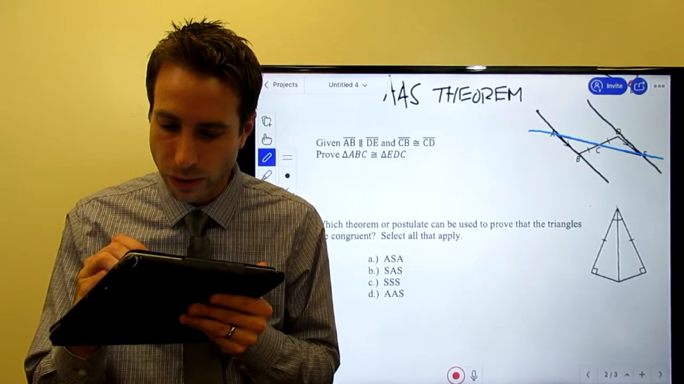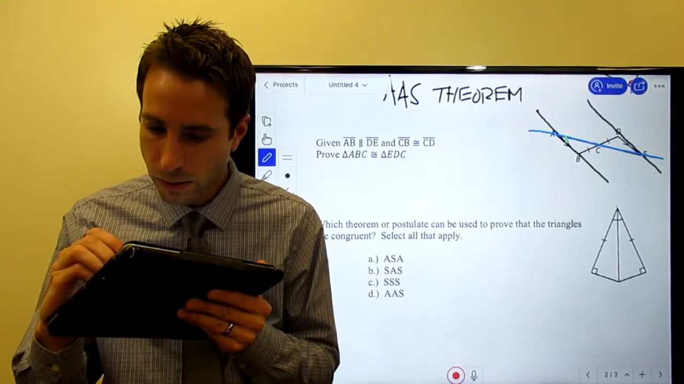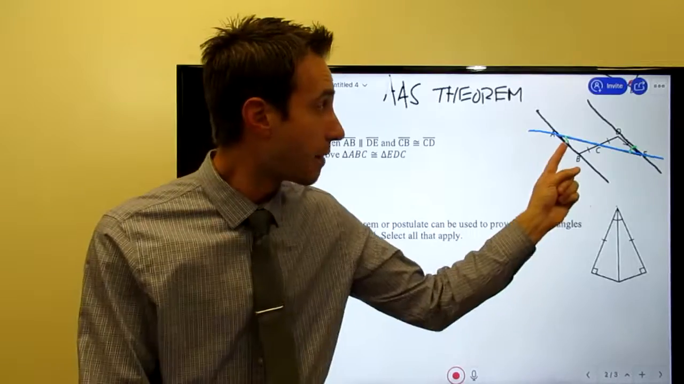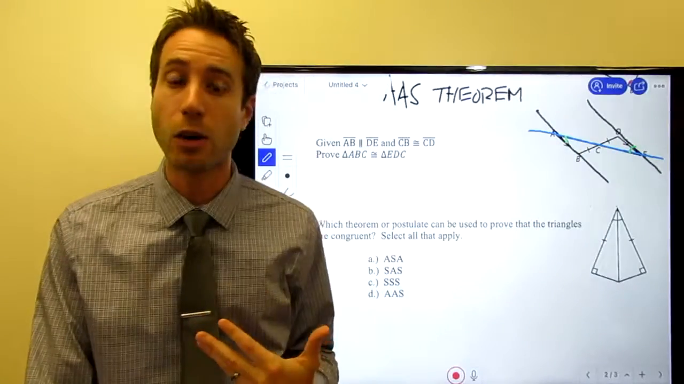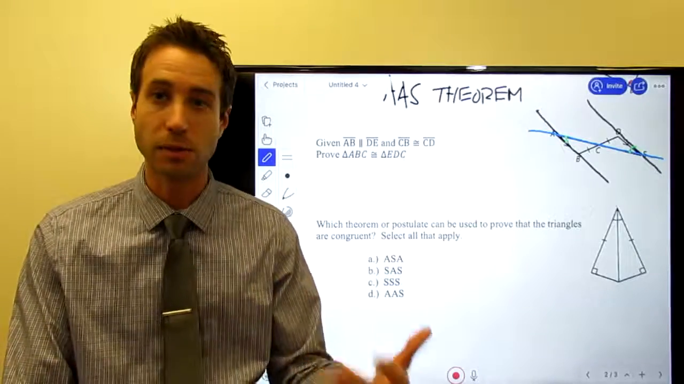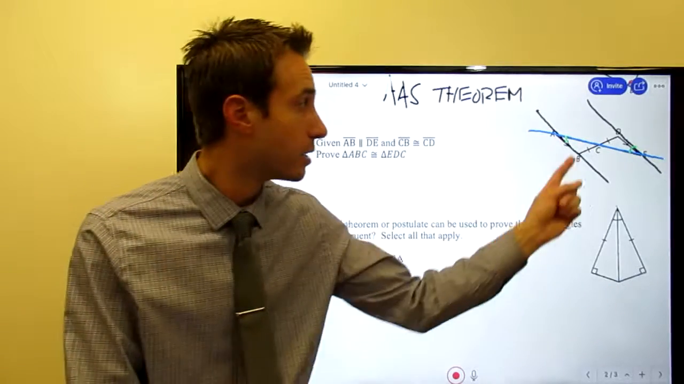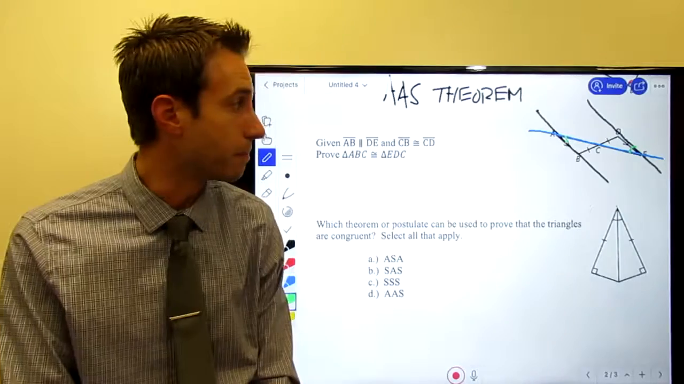Alternating interior angles are congruent. I have alternating interior angles here and here. And I know alternating interior angles must be congruent. They have to be. So I know those guys are congruent.